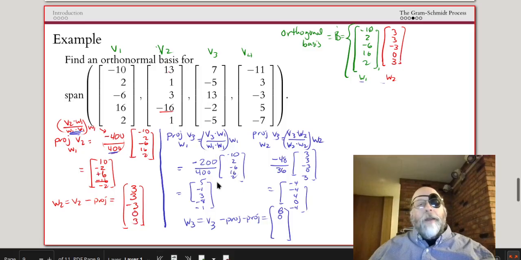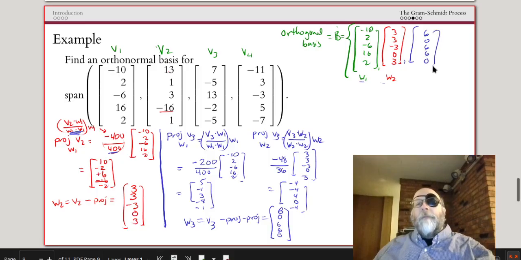13 minus 3 is 10. 10 minus 4 is 6. Negative 2 minus negative 8 is 6. 6 minus 0 is 6. And negative 5 minus negative 1 is negative 4. Negative 4 minus negative 4 is 0. And that's our third vector, 6, 0, 6, 6, 0.